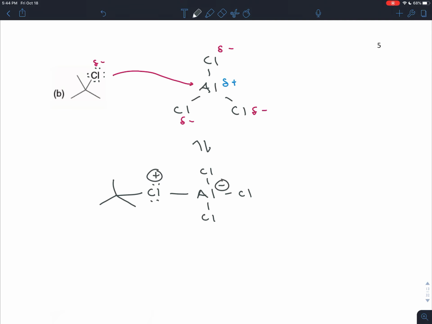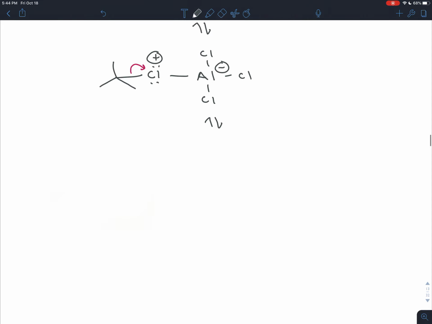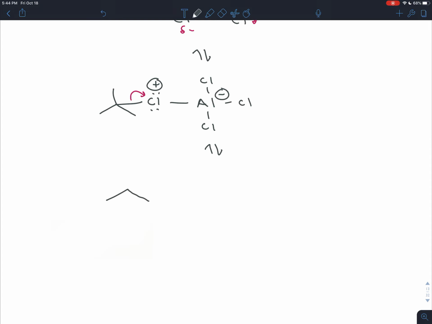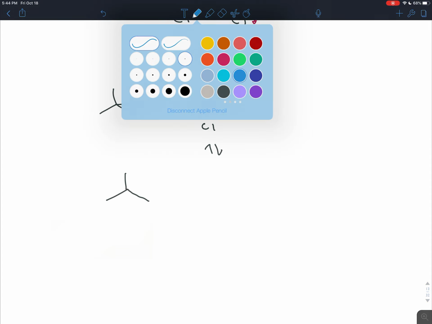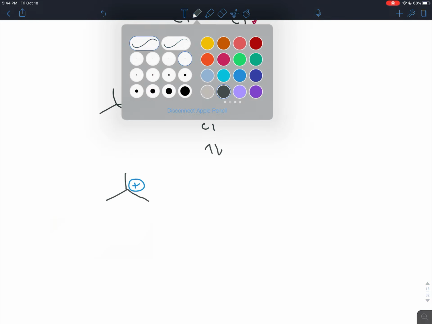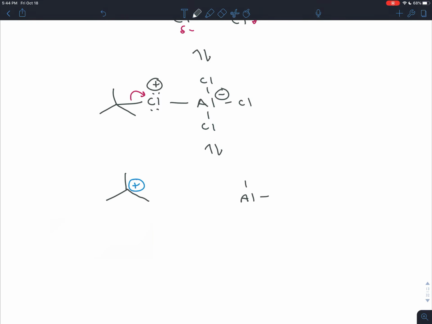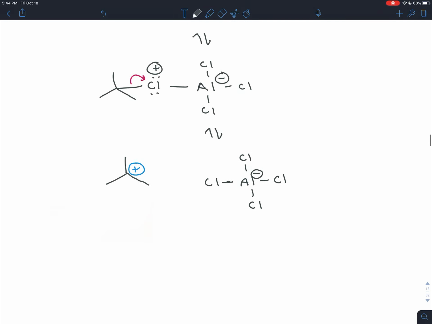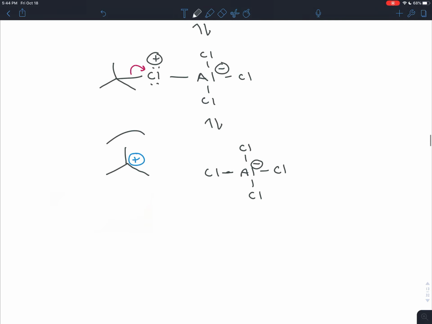The chlorine has a positive charge, the aluminum has a negative charge. This molecule crumbles. The electronegative chlorine steals the electrons from the opposite side, and you end up getting an amazing electrophile, this carbocation, and you end up getting this pretty unstable intermediate. And this is unstable because this aluminum, this metal with low electronegativity, is forced to keep track of a lot of electrons and keep that negative charge.